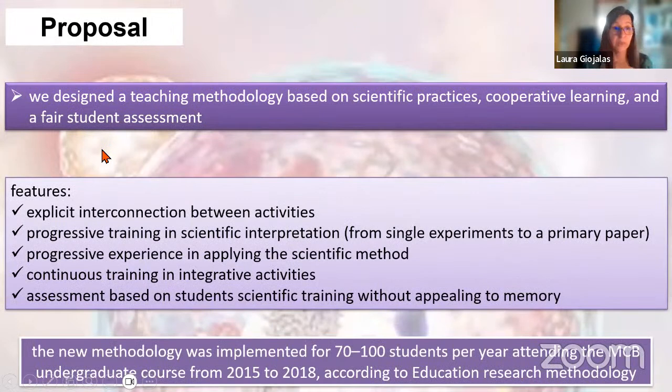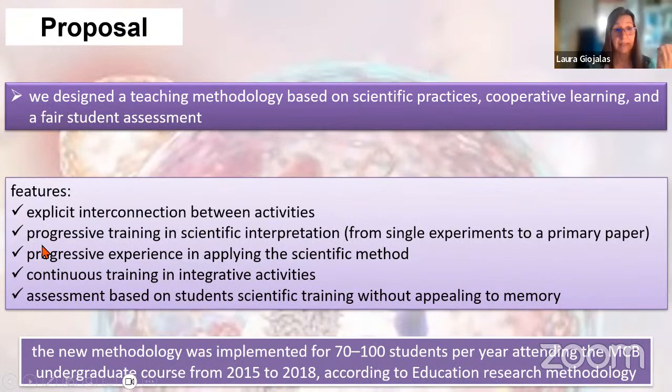So the proposal we designed was based, as I told you, on scientific practice, cooperative learning, and a fair student assessment. A feature of the proposal is that there is explicit interconnection between activities. It means that we specifically design the connection not only between the activities they are going to perform during a specific classroom, but also with previous classes that they have.